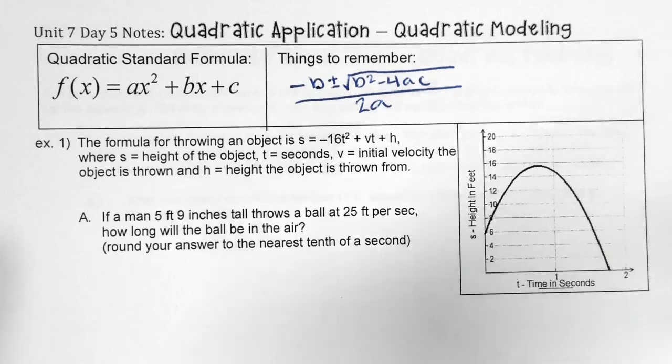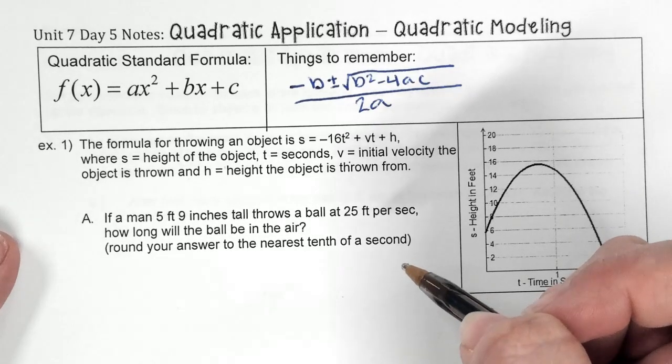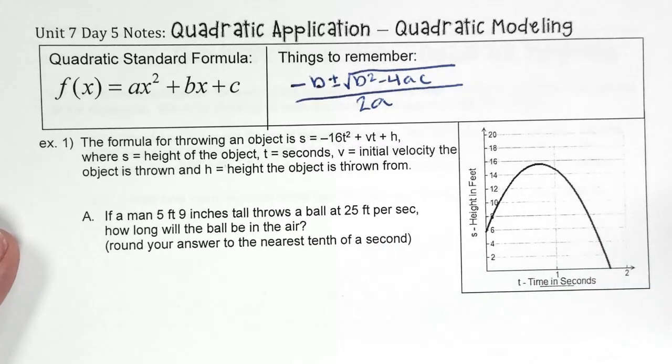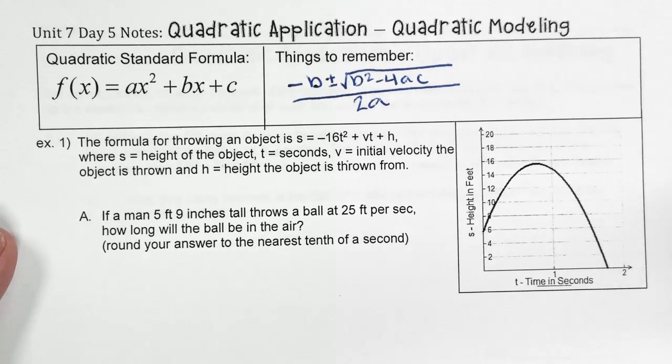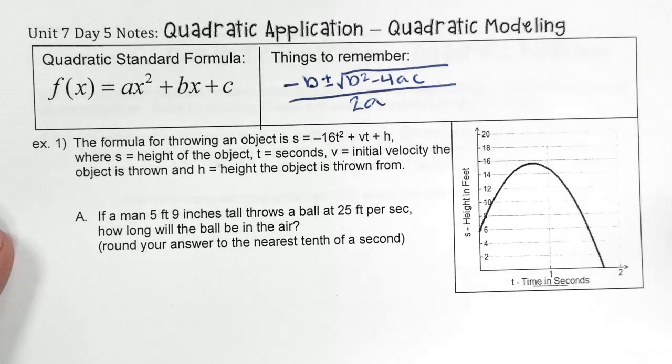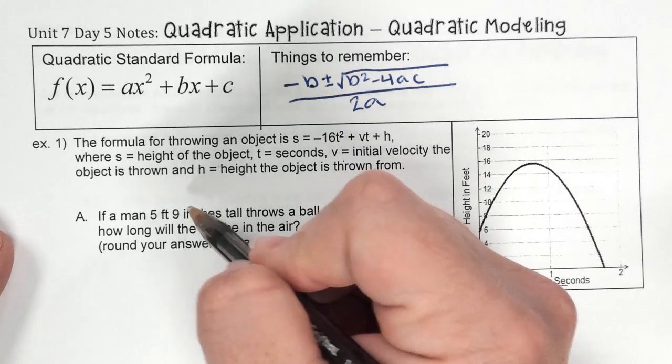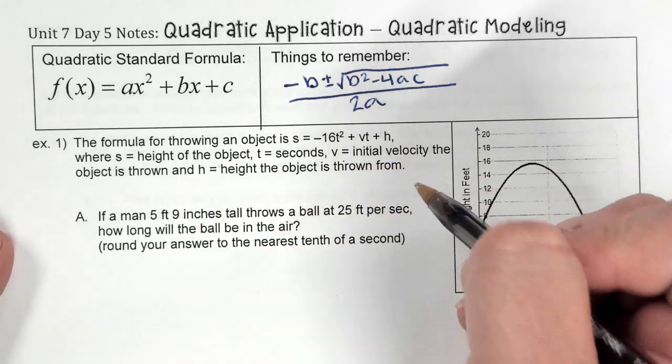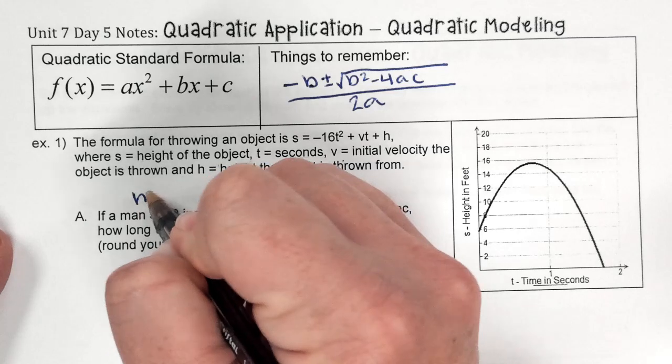Okay, so knowing that, it says if a man is 5 foot 9 inches and throws a ball. So think about it, when you throw a ball, is it pretty much from your height? Yeah, you're not like, we're not underhand tossing, okay? So we have to put that in feet. And this is going to be the starting height. So this is your h.